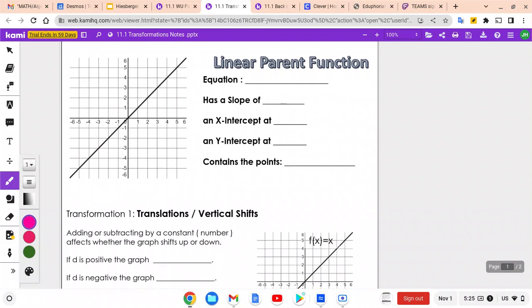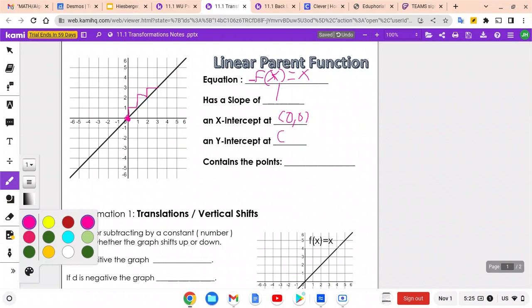The linear parent function is given by the equation f of x equals x. This is function notation. It's basically y equals x, but we're saying f of x equals x. If you look at the slope, it has a slope of 1 over 1, which is just 1. The x-intercept is at (0, 0), and also the y-intercept is at (0, 0).